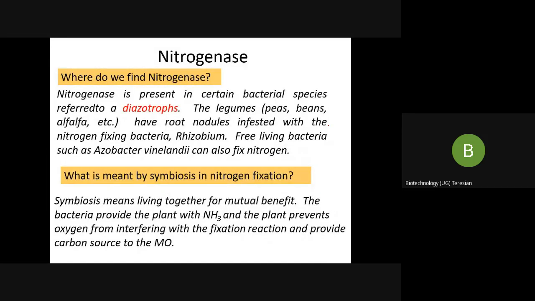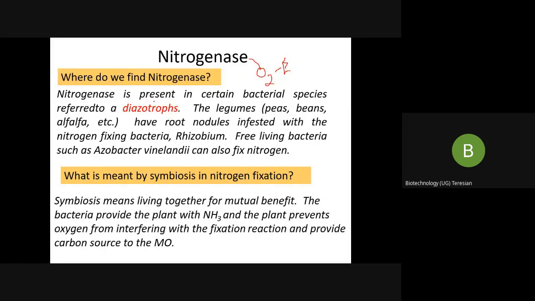Now the question we have to ask is, where do we find this nitrogenase? As we have already spoken about, nitrogenase is an enzyme. It is very sensitive to oxygen. That is, it gets inactivated in the presence of oxygen. So oxygen is its enemy.